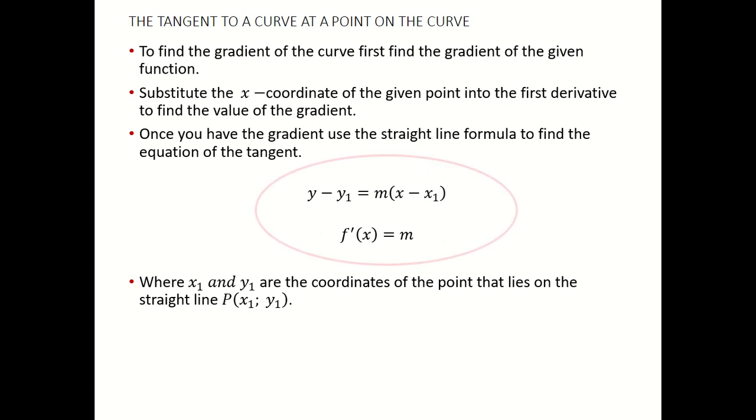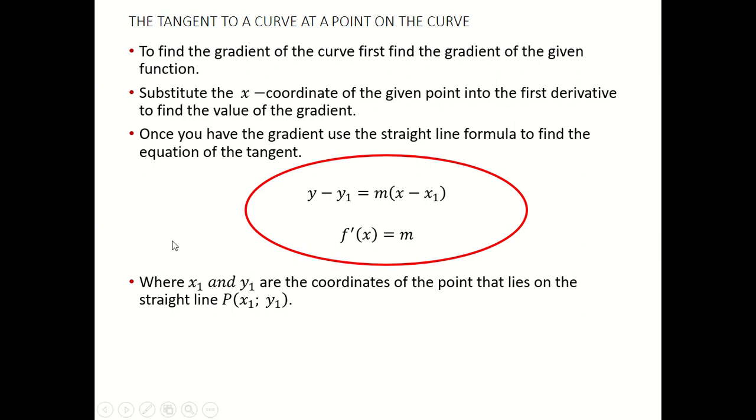Everything will make sense in a moment. Guys, please note that these two are very important in us finding the equation of the tangent to the curve. Please highlight them and make sure that you write them somewhere because they're very important, as well as the point after the formulas, after the equations. This point here where x1 and y1 are the coordinates of the point that lies on this straight line. Please highlight that because it's also very important.